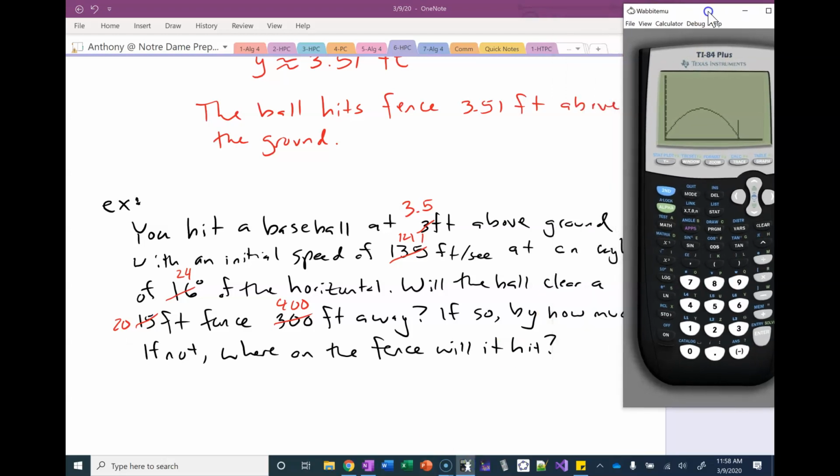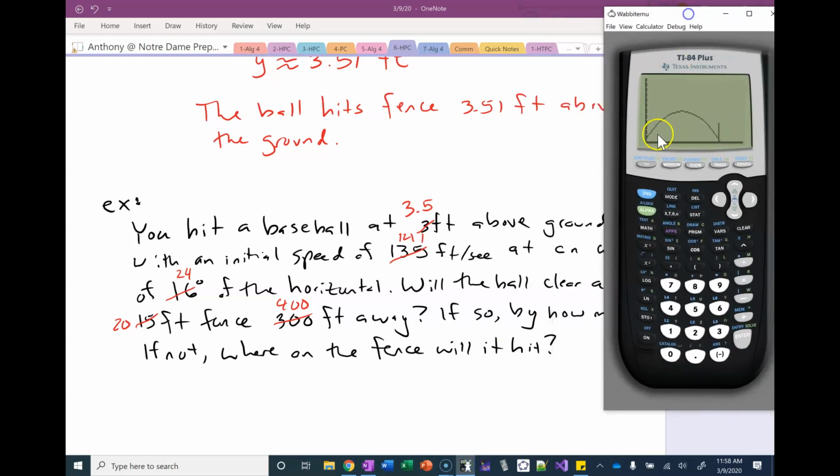All right, so let's start by just inputting these new values into our calculator and getting a look at the picture. So 141 is my new speed. 24 is my new angle. I'll just change some of these.